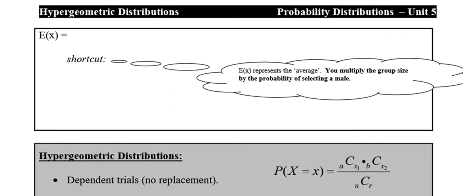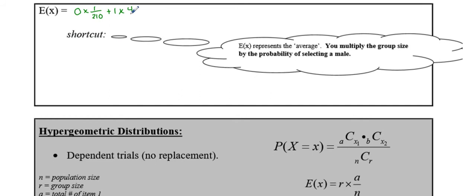Now, if you remember, to get the average number of males chosen, which is the same as the expected value, you take the first outcome and multiply it by its probability. Then you take the second outcome and multiply it by its probability, which is 4 over 35. Then you take the next outcome and multiply it by its probability, which was 3 over 7. The next outcome is multiplied by its probability, which was 8 over 21.